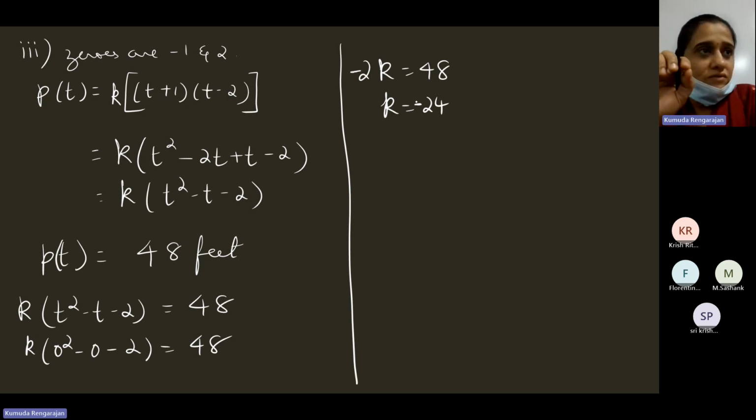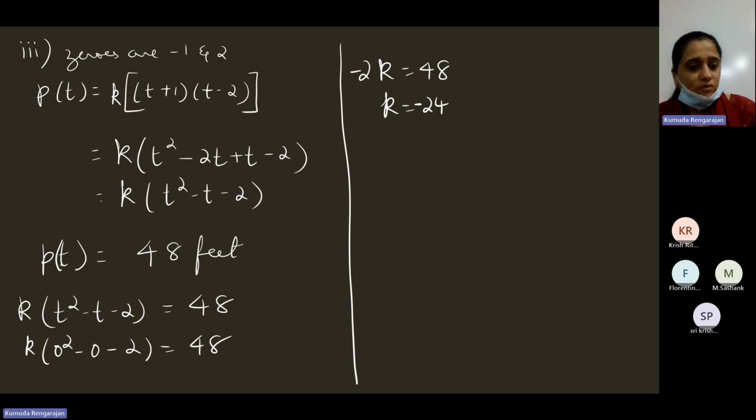Okay. So zeros are given. With the zeros, we found the factors. The product of the factors into k will give you the specific quadratic polynomial. All right. Now we have not found it completely because we have to find the value of k. It's always easy to find the value of k because we know two things: when time is 0, height is 48. We know these two values, so it's easy to find the value of k.